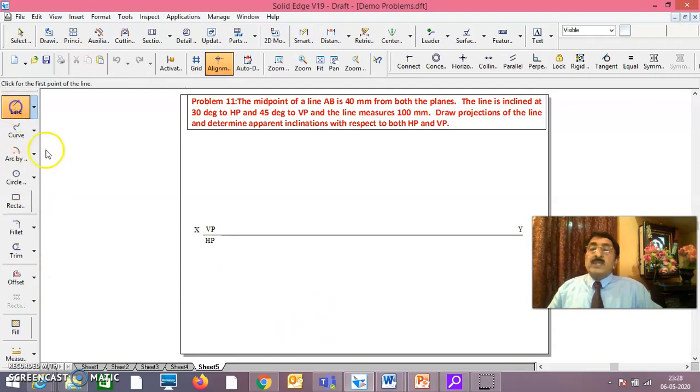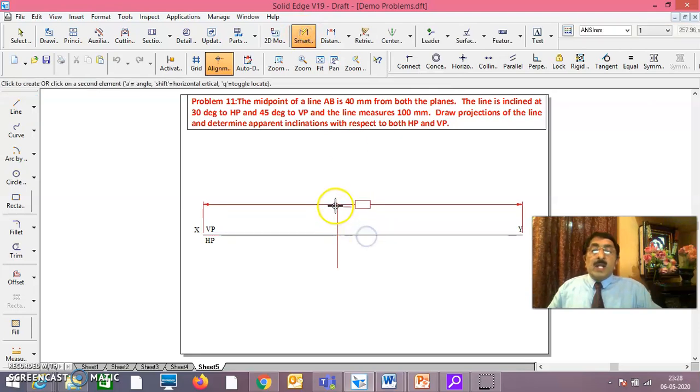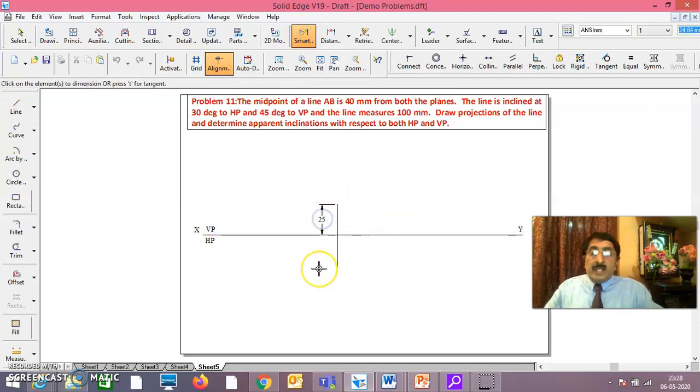Okay, now you see here the midpoint of a line is given. Okay, take the midpoint of the line. See here, it should be 40 mm from both the planes, above HP and in front of VP, both 40 mm only. Then take this spot dimension, and from here up till here it is 40. Right now it is 25. Change it to 40, and this also you change to 40. Okay, now the midpoint of the line is 40 mm from both the planes.